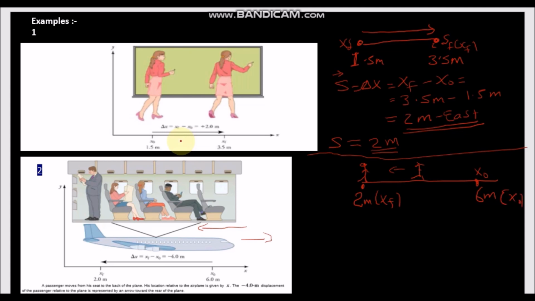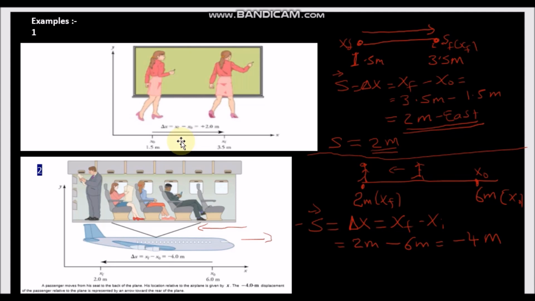Then the displacement is equal to change in position, that means x final minus x initial, which is equal to x final, 2 meter, minus x initial, it was 6 meter, which is equal to minus 4 meter.